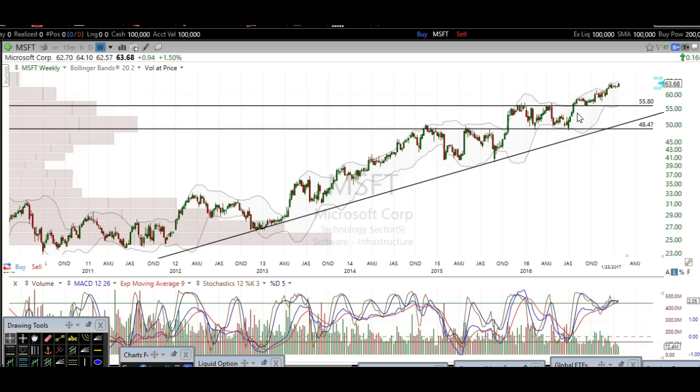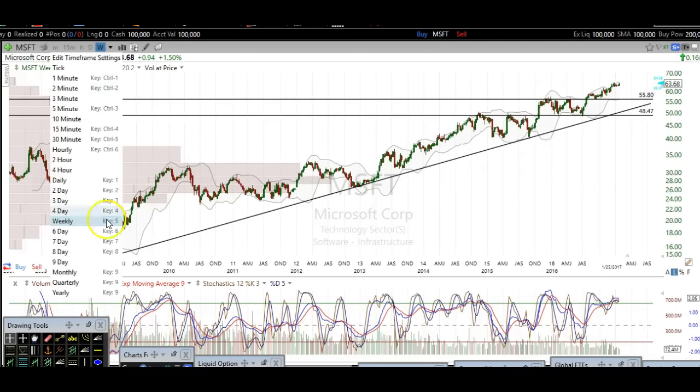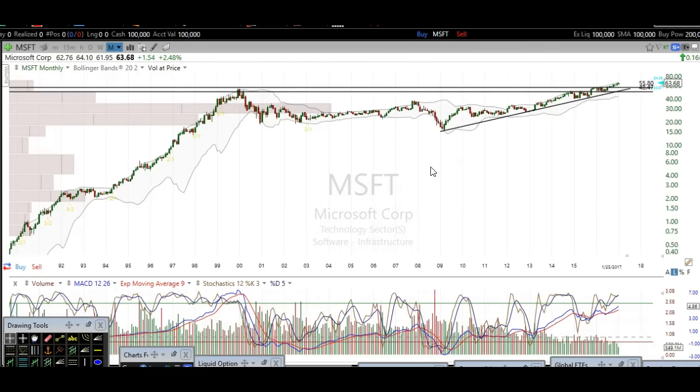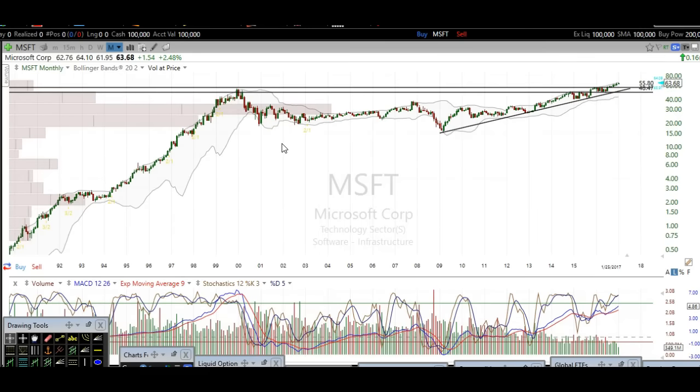So this is very simple stuff. Trend line, support, resistance. Okay, so now where's the next support? Next support is still down here at about $55. You can see it was resistance here at 55, and now it's going to turn into support. So that's what I'm seeing on Microsoft. I'm going to go out a little further on the monthly chart. Yeah, so we're at all-time highs. More than likely, we're going to head a lot higher on Microsoft.